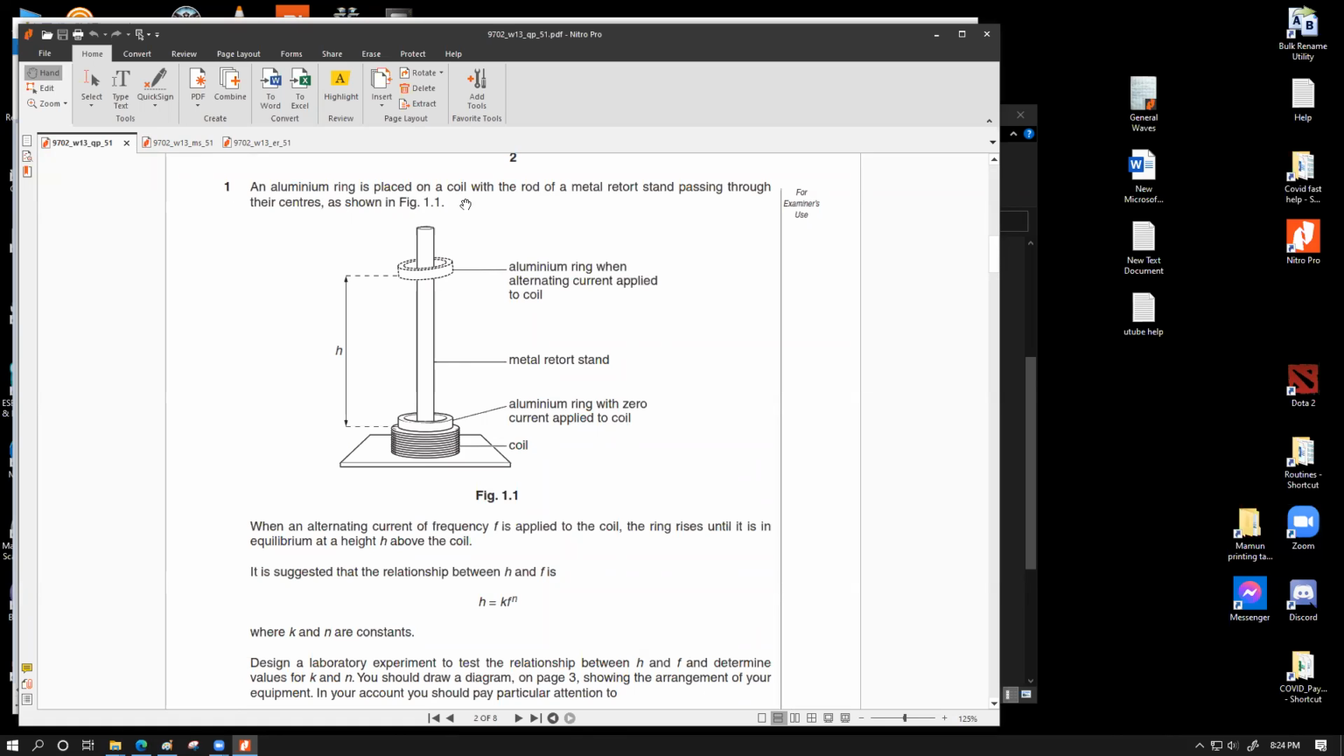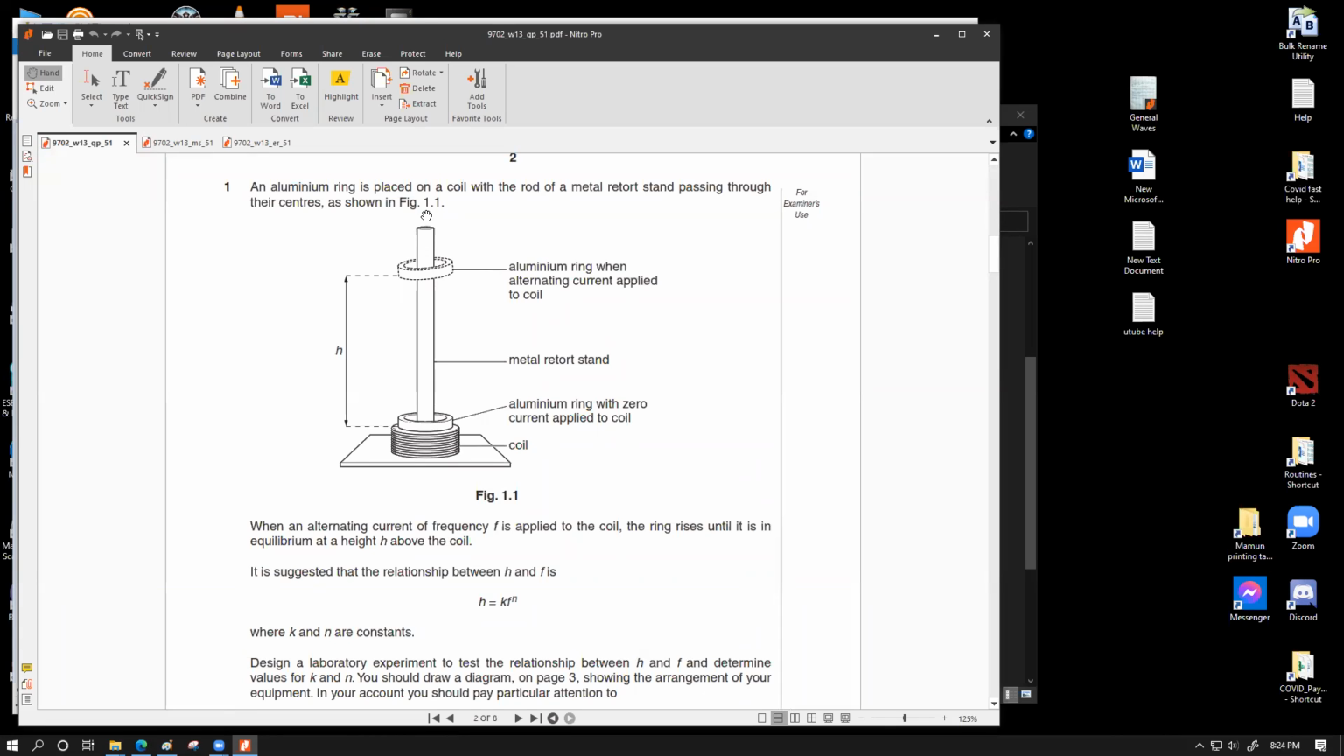An aluminum ring is placed on a coil with the rod of a metal retort stand passing through their centers as shown in figure 1.1. When an alternating current of frequency f is applied to the coil, the ring rises until it is in equilibrium at a height h above the coil. It is suggested that the relationship between h and f is this.